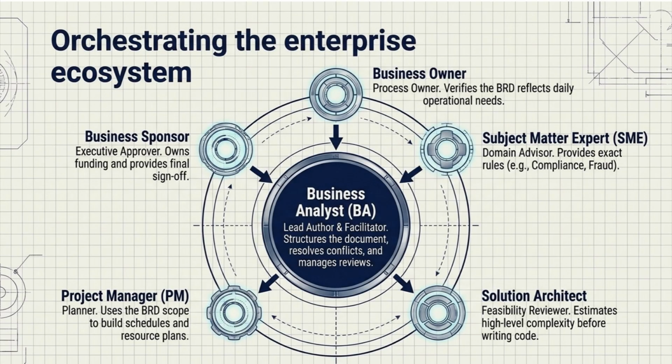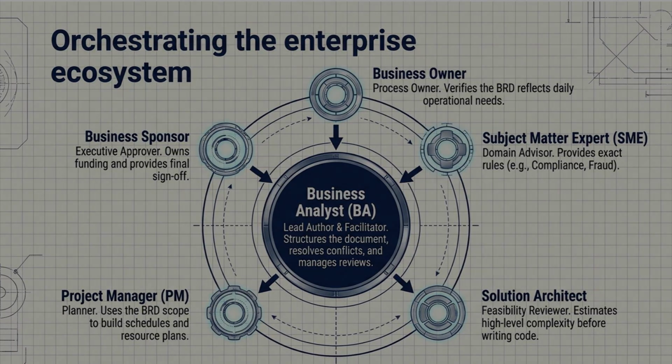The BA acts as the conductor orchestrating key stakeholders. The business sponsor owns the budget and vision, the business owner ensures operational viability, and subject matter experts contribute compliance rules. On delivery, the project manager plans schedules and the solution architect evaluates technical feasibility. The BA bridges all these roles, facilitating workshops and securing sign-off.